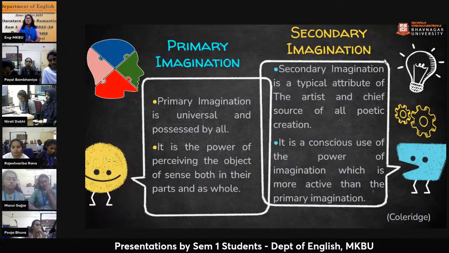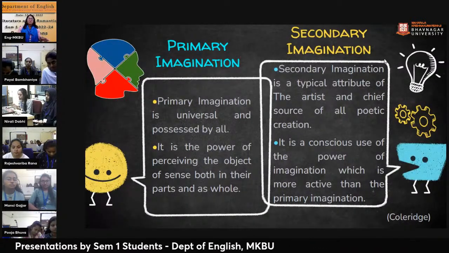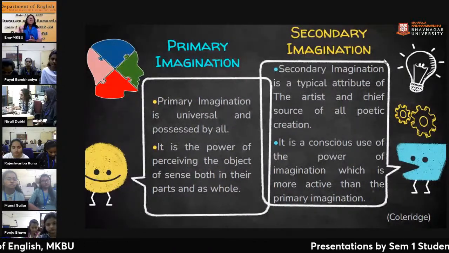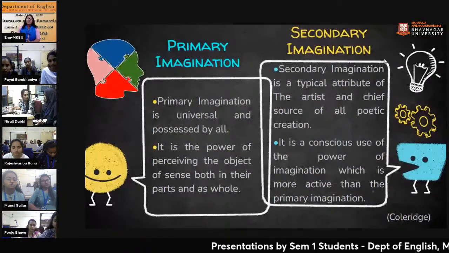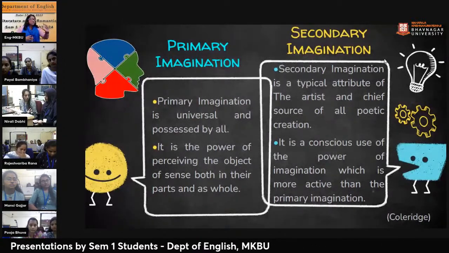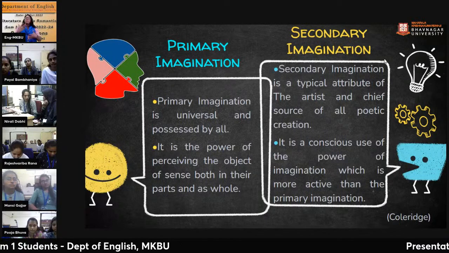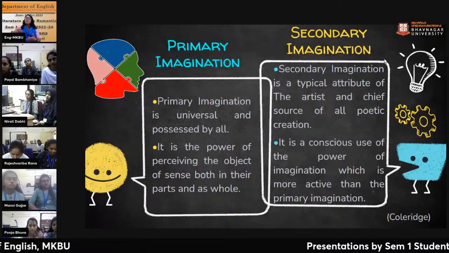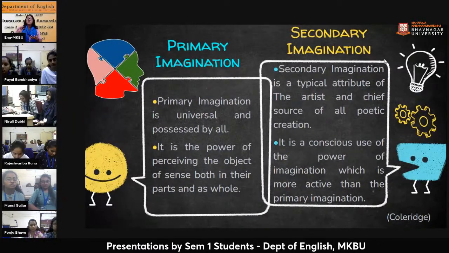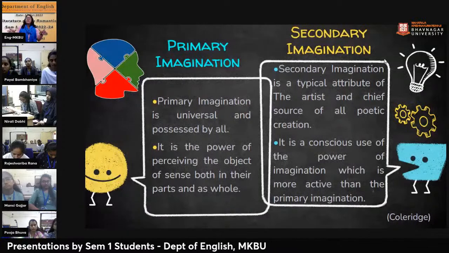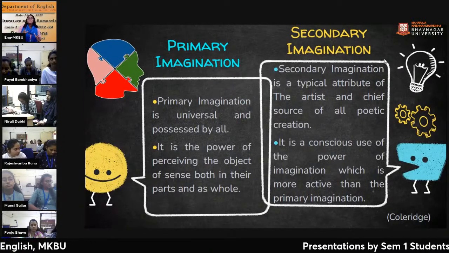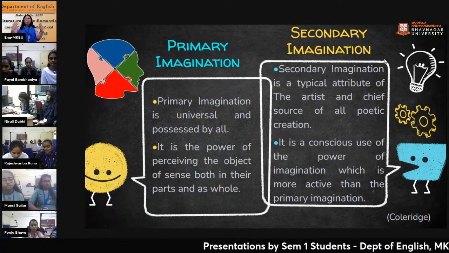This first, primary imagination, we all have. What we hear, we can imagine in our mind unconsciously. It is the power of perceiving the objects of sense both in their parts and as a whole. Like if I say this is water and this is a lion, in our mind we can imagine how it looks, how it is shaped. And if I say there is a lion in the jungle, you can all imagine and relate that there are big trees and a lion in the jungle. This is primary imagination, which we imagine in our mind unconsciously.